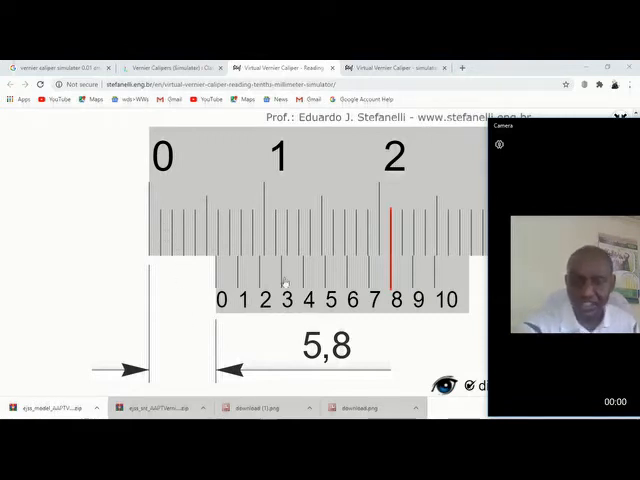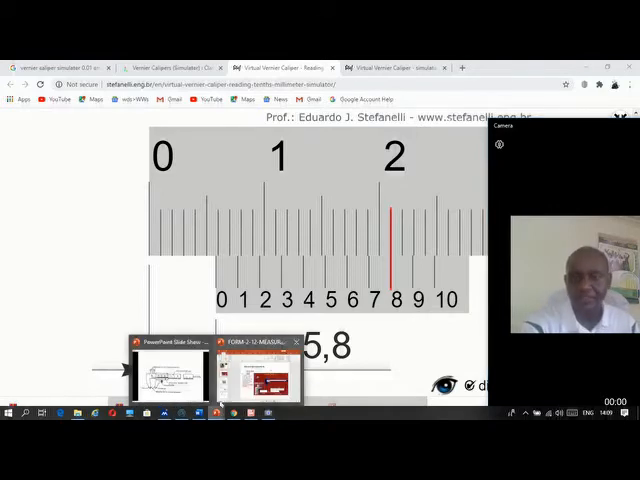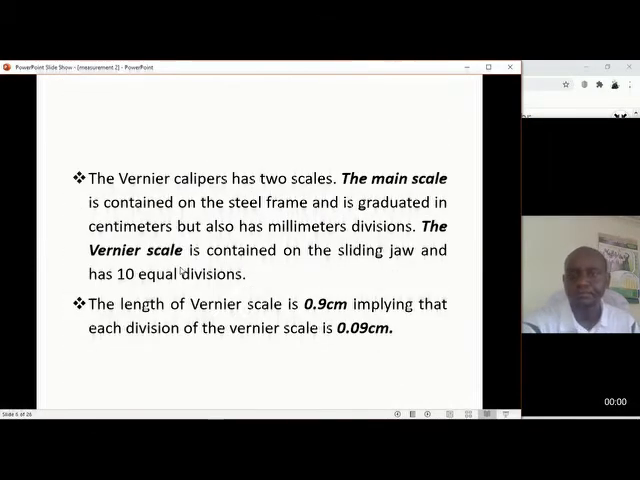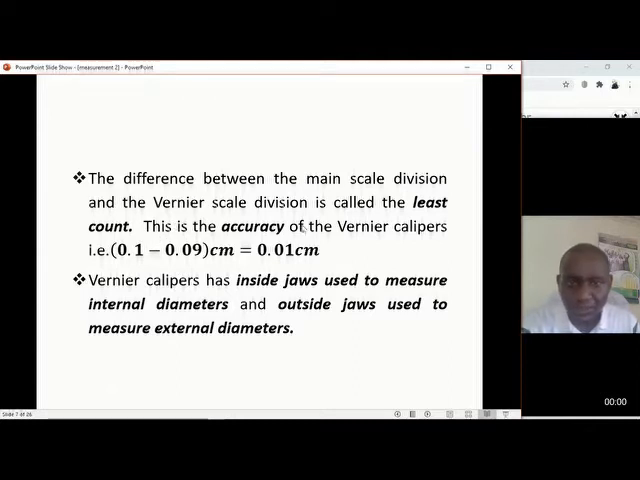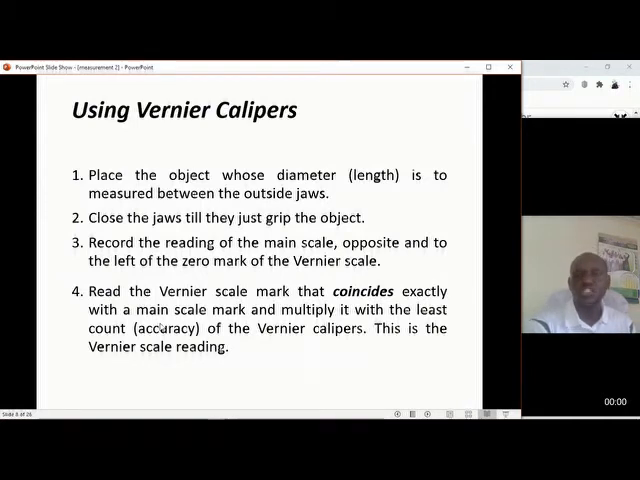That's why we are saying the difference between the accuracy of the two scales gives us the accuracy of the whole instrument. The accuracy of the vernier caliper is given as 0.1 minus 0.09, giving us 0.01 centimeter. This one is coming from the main scale, this one is coming from the vernier scale. Vernier calipers has inside jaws used to measure the internal diameters and outside jaws used to measure the external diameters. Using vernier caliper, how do we use it?